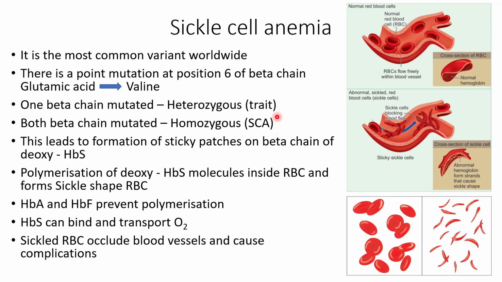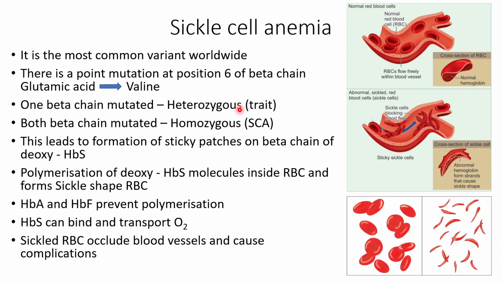Now we all know that we have 2 beta chains. Beta chains are synthesized from beta genes. We have 2 copies of the gene, one on each chromosome 11, so one chromosome 11 and another chromosome 11. If there is a defect in only one gene producing the beta chain, then it is called a heterozygous defect. If both genes are mutated, then it becomes a homozygous defect.